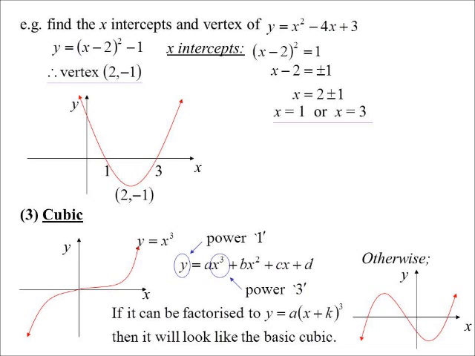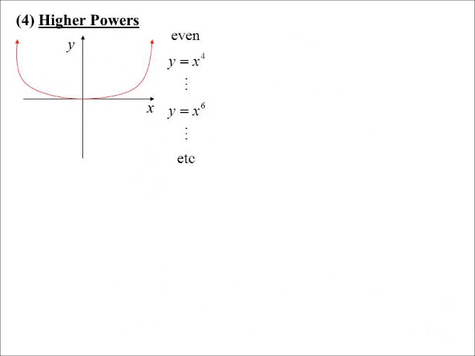Otherwise, it'll have that up and down type shape, where you have two turning points. So other cubics would look like that. They're the ones that can't be factorized into a perfect cube. Higher powers. Okay, so all even powers have a U shape.